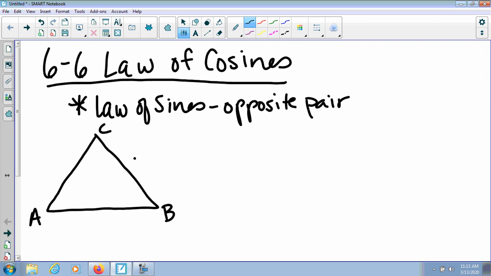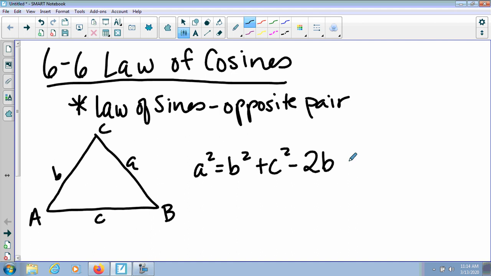So little a across from angle A, little b across from angle B, little c across from angle C. Okay, so here is the law of cosines. You're going to recognize part of this at the very beginning, but it is that a squared is equal to b squared plus c squared minus 2 times b times c times cosine of big A.